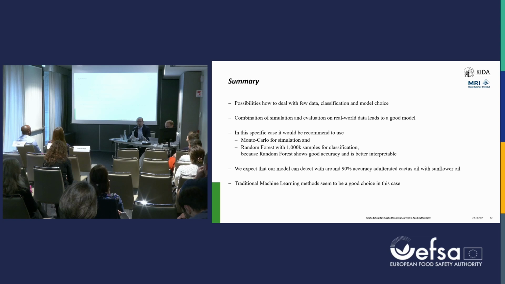The final takeaway is that we expect that our model can detect adulterated cactus oil from sunflower oil with around 90% accuracy. And in this project, traditional machine learning such as random forest seems to be a good choice. That would be my last sentence. There's a lot of discussion about what method you should use, a deep learning method or traditional statistics or machine learning. Here, at least in this project, it was clear that the random forest, which is a classical one, works very well or even a little bit better than the neural network.